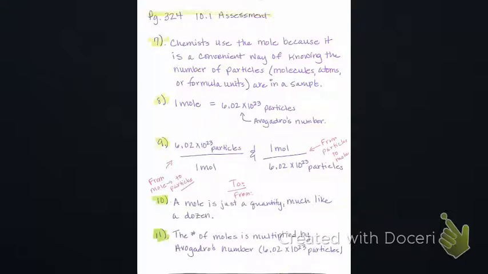Okay, all right. Number 10 says, explain how a mole is similar to a dozen. A mole is a quantity, nothing more, nothing less, much like a dozen is, okay? Number 11 says, how does a chemist count the number of particles in a given number of moles of a substance? Well, we take that number of moles and we multiply it by Avogadro's number, which is 6.02 times 10 to the 23rd particles, okay?